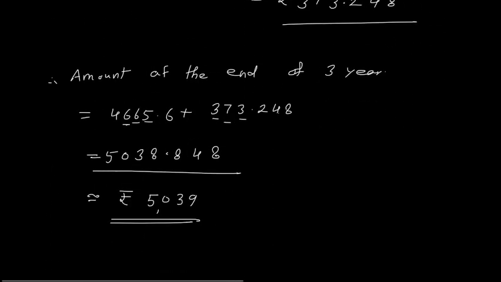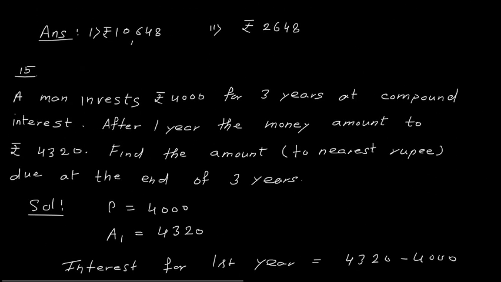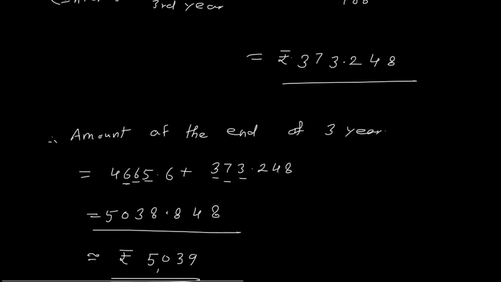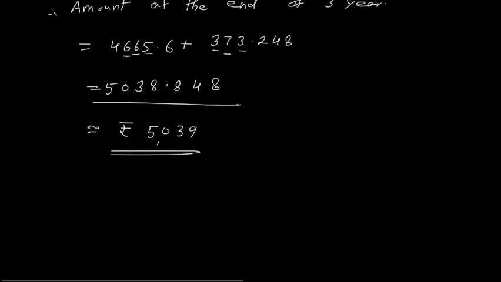So the question is, find the amount due at the end of 3 years. So I will say that the amount due at the end of 3 years is rupees 5039.